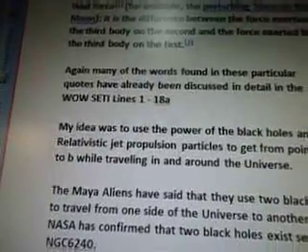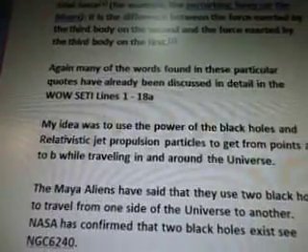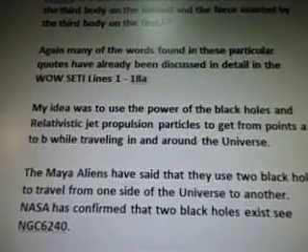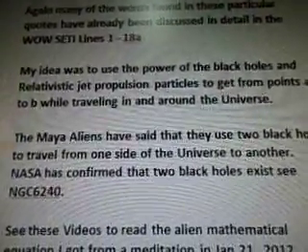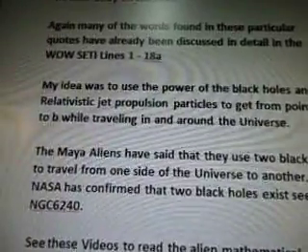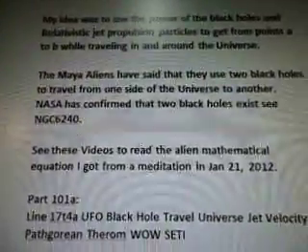Again, many of the words found in these particular quotes have already been discussed in detail in the WOW SETI lines 1 to 18A. My idea was to use the power of the black holes and relativistic jet propulsion particles to get from points A to B while traveling in and around the universe.